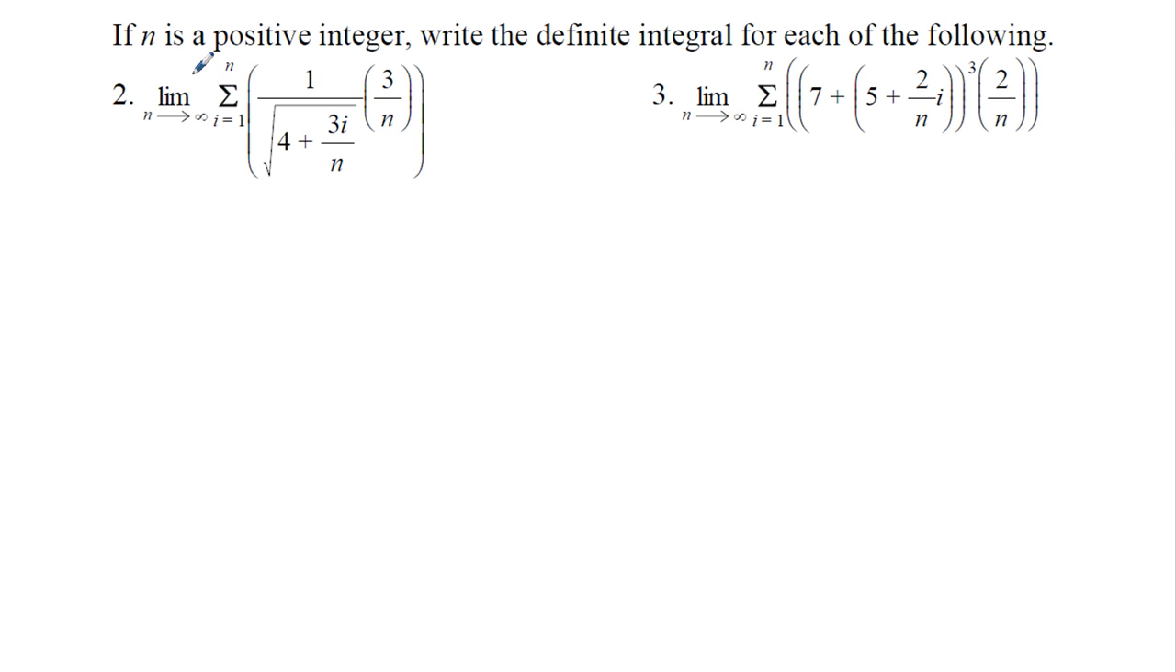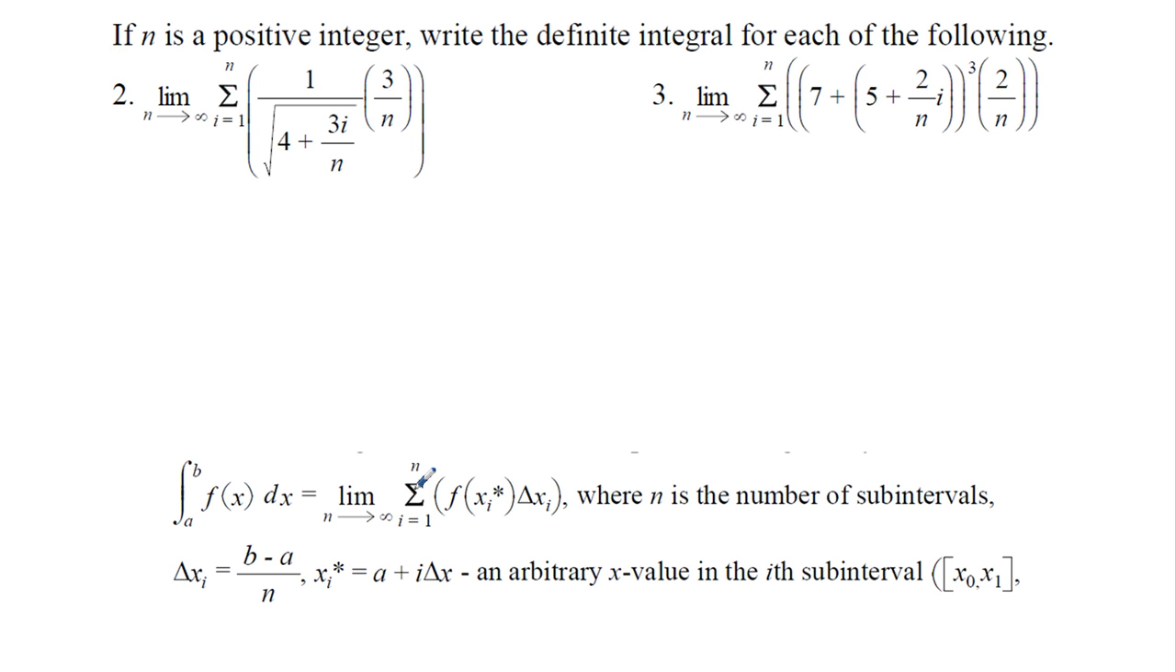Next, problems 2 and 3. If n is a positive integer, write the definite integral for each of the following. And here we have our Riemann Sum notation, with which I am not as familiar. And so I have made another slide below that has sort of a guide from the note card that we're going to use to sort of piece this together as a definite integral. So I'm just going to write below here a definite integral, and we're going to need to find these pieces to get this right.